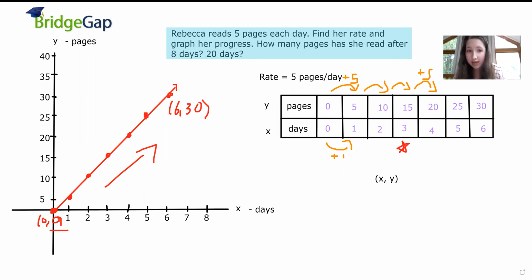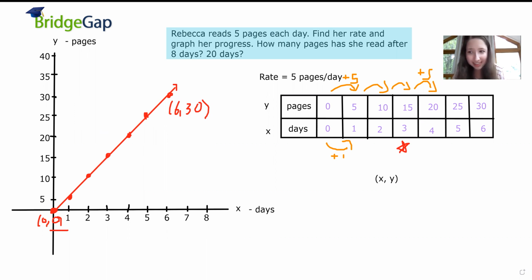A line can also have a negative slope. So let's say we had a scenario that as days increased, the number of pages decreased. Then the line would go down this way. So as day 1 happened, we would go down. That's called a negative slope. Now that doesn't make sense in this scenario. You can't take away pages you've read. But the scenario tells us whether that slope is going to be positive or negative. In this case, we have a positive slope.